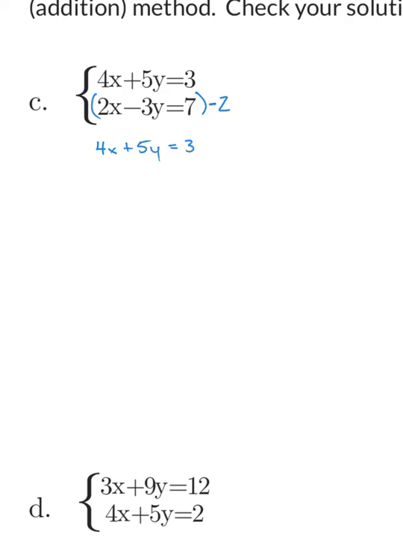My second equation, if I multiply by negative 2, I get negative 4x plus 6y, we have negative 2 times negative 3, equals negative 14. If I add straight down, my x's cancel. 5y plus 6y is 11y, and 3 and negative 14 combine to negative 11. I can divide by 11, and I get y equals negative 1.